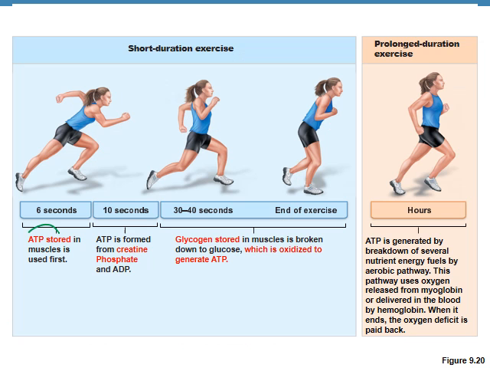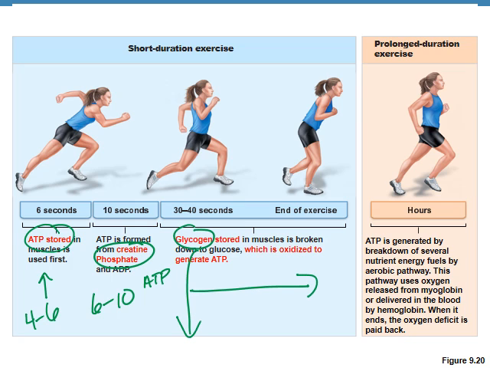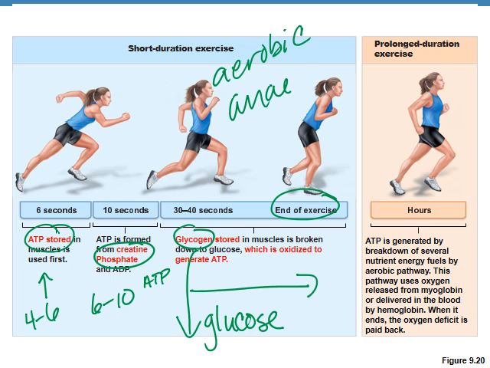So what's the big picture? The first 4 to 6 seconds, you use your stored ATP. Then the 6 to 10 second mark is when you're stealing phosphate from creatine phosphate to make ATP. Then we're going to use our stored glycogen. We store glucose in our muscles, and we're going to use that and turn that into ATP. As we go through this exercise, we are switching between aerobic and anaerobic back and forth.